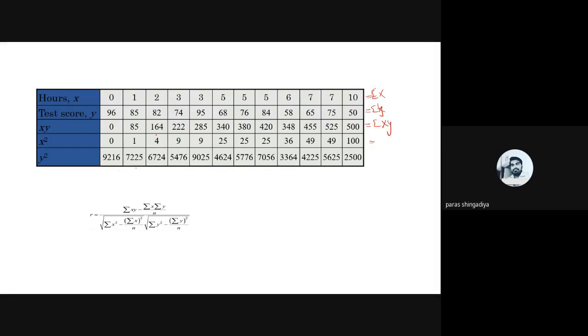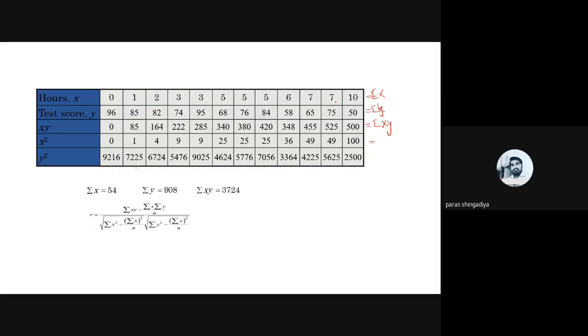All this is easy, not difficult. You just use the calculator and find the answer directly. It's very easy, and we can easily prepare this table from the data. Clear? And now derive all the required outputs. Sigma x: the total of the first row will be 54.